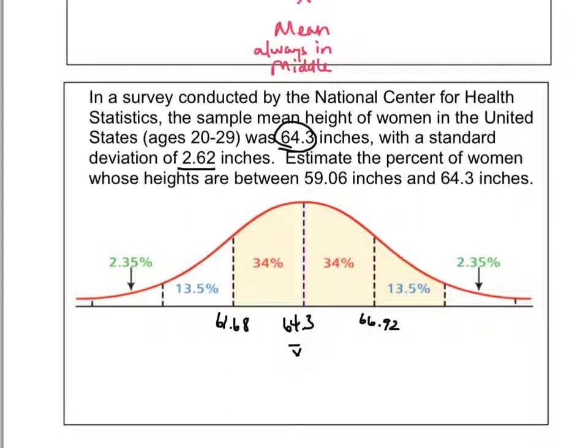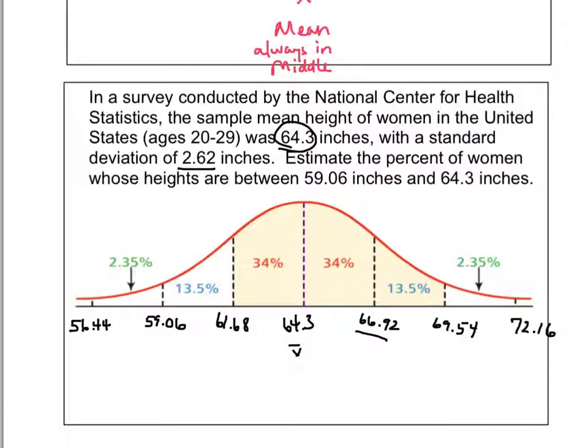Okay, so all I did was take 64.3 plus and minus one standard deviation. Now, if I add another 2.62 to these values, it's going to give me two standard deviations, which is 69.54. And if I add another 2.62, this is 72.16. Now, if I take this value and subtract 61.68 and subtract 2.62 more, this is 59.06. And if I subtract 2.62 more, this is 56.44.